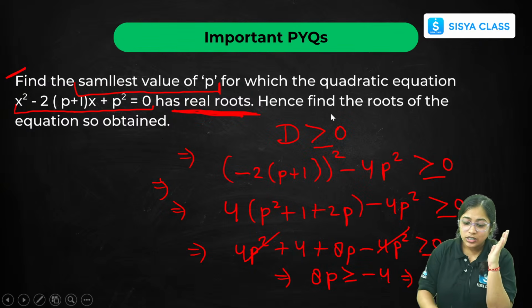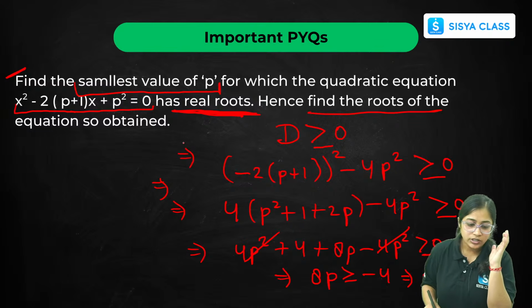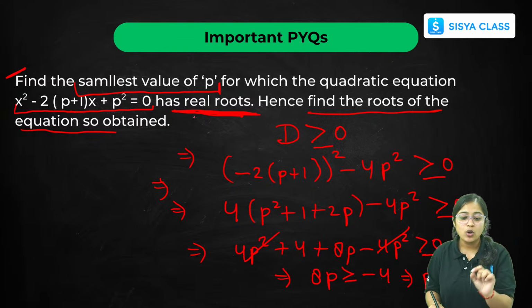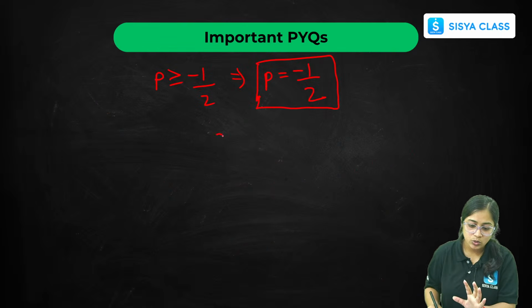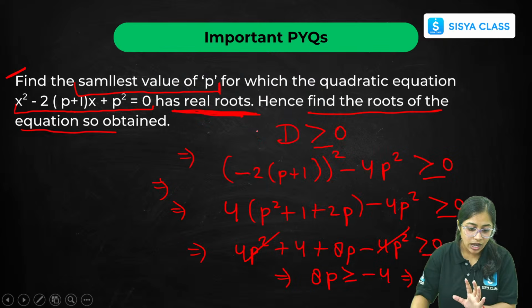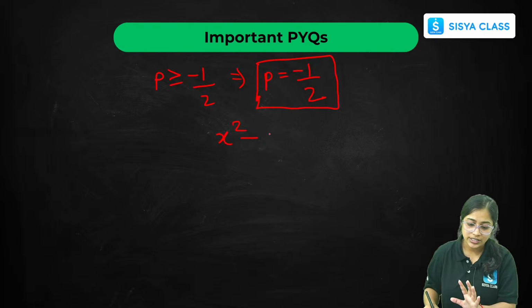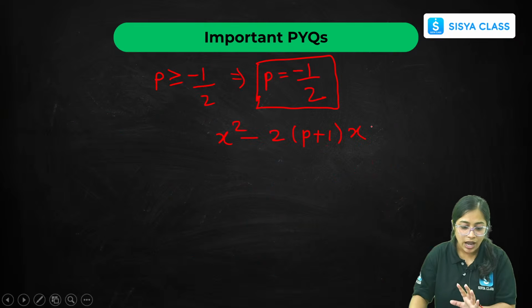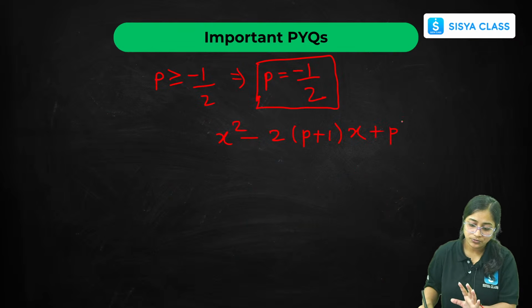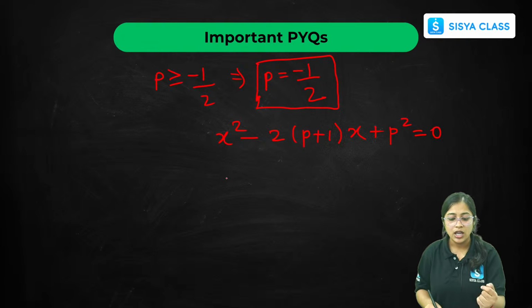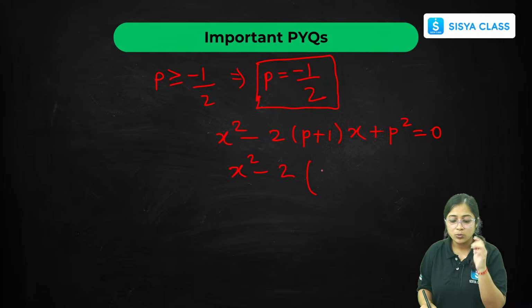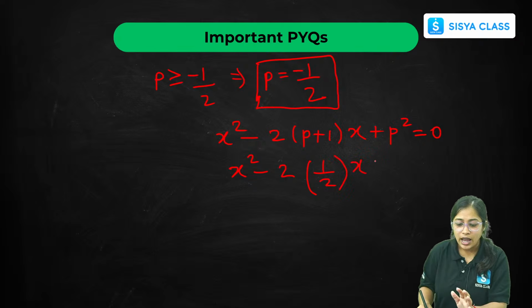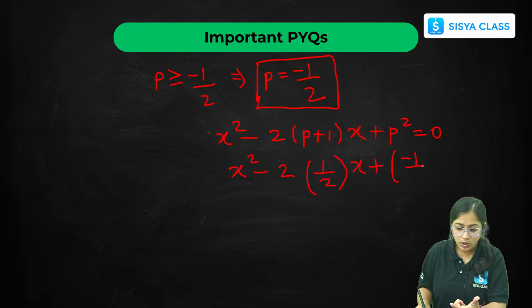Okay, now the question is to find the roots of the equation for this value of p. So what is the equation we have? It is x square minus (2p plus 1)x plus p square equal to 0, right? Now just substitute the value of p, so you will get x square minus 2 times minus 1 by 2 plus 1, that is 1 by 2, x, plus minus 1 by 2 whole square, right?